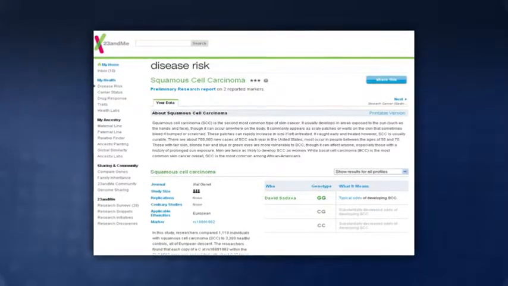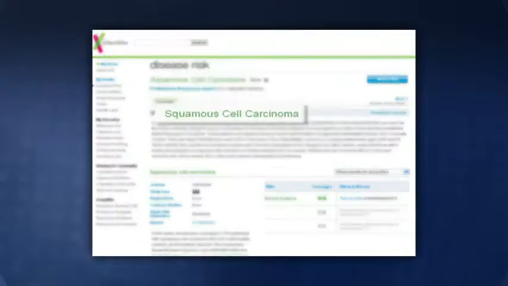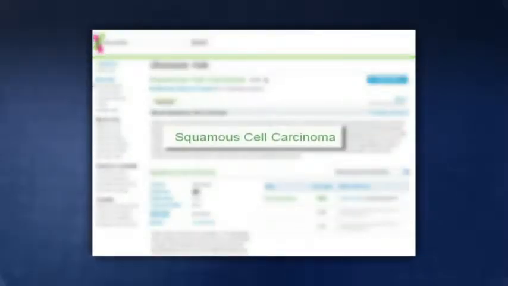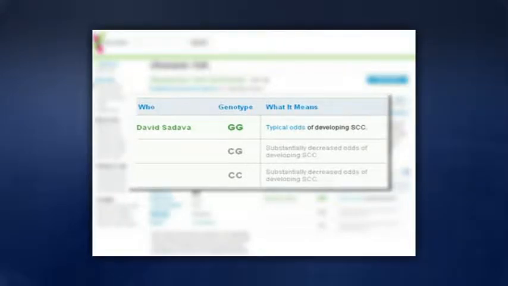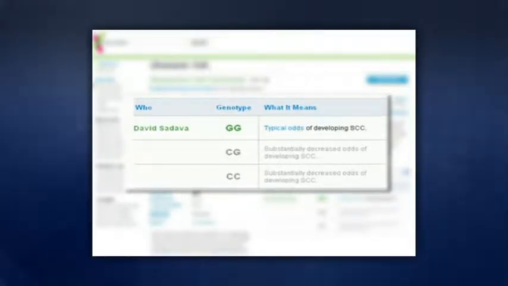And the disease risk that they gave me information on is called squamous cell carcinoma. It's a skin cancer. And what they said is David Sadava has, at this particular location in his genome, 2 Gs adjacent to one another. And that's an average risk for squamous cell carcinoma. If I had 2 Cs adjacent, I would have a different risk. How do they know this? They analyzed genomes of 1,000 people with squamous cell carcinoma.